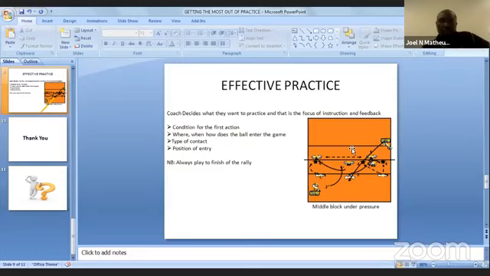I didn't put 6 versus 6 due to time limit. And just to continue, the second one is when, where, and how the ball enters the game. That is very important.